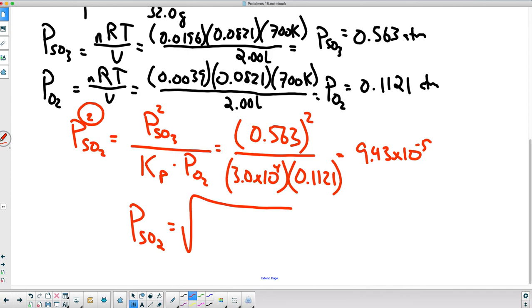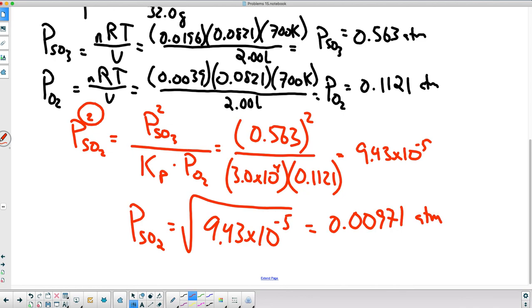If you're following along, which I hope you are, then I would just put this number down here, 9.43 times 10 to the negative 5th. And when I take the square root of that number, then I should get a number that looks like 0.00971, and that is in atmospheres. Excellent. Nice work. That's it. Please ask questions, because I know that's a doozy. Talk to you later.